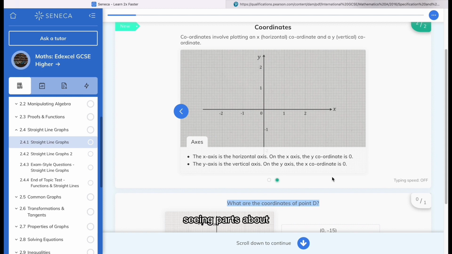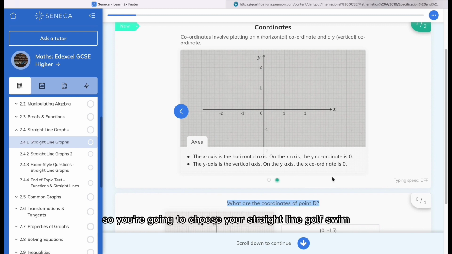Interesting parts about using Seneca is the opportunity to store your memory. You cannot store your memory physically in your brain. Have I memorized this topic? Either you write it down on something, but Seneca does this all for you. It's so interactive, it's so useful. It's a great opportunity to learn and know what you've learnt.